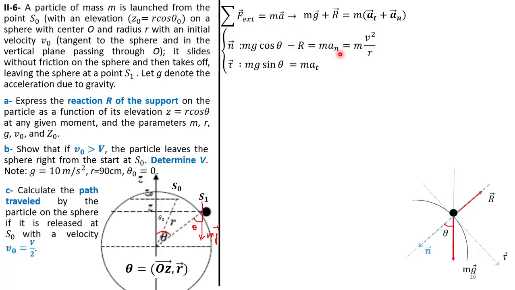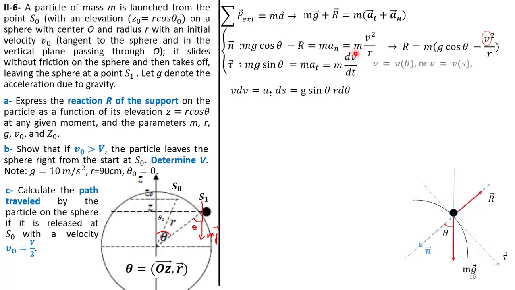Now the question is to find r, in fact. But we don't know what is v. What is v in this case? So we need to find v. From where do we find v? We have to use, in fact, the second equation to find v, where at is equal to dv over dt.